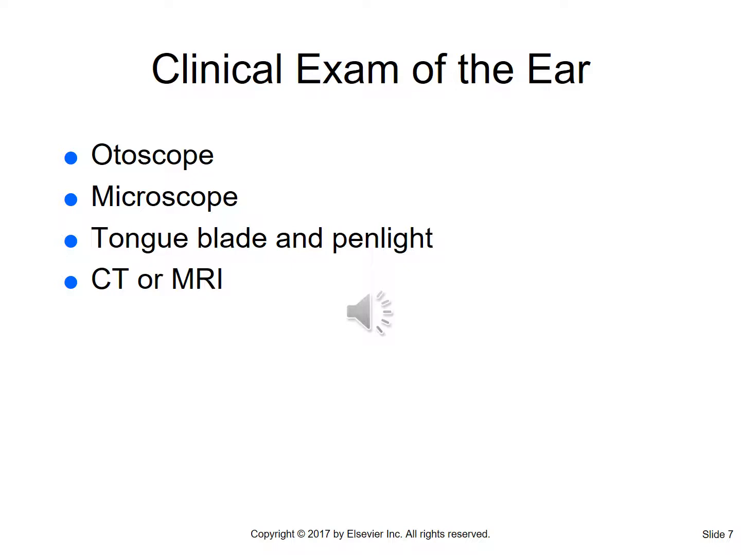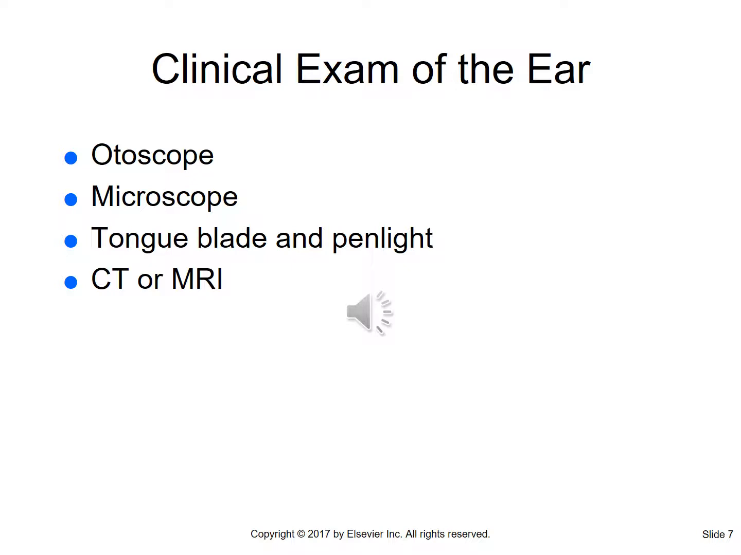Anytime we do a clinical examination of the ear, there are certain devices that we can use. When we are doing a clinical examination of the ear, we're usually looking at the external canal, the auricle, mastoid, surrounding tissues, and what we're looking for are signs of infection, inflammation, neoplasm, scars, and lesions.